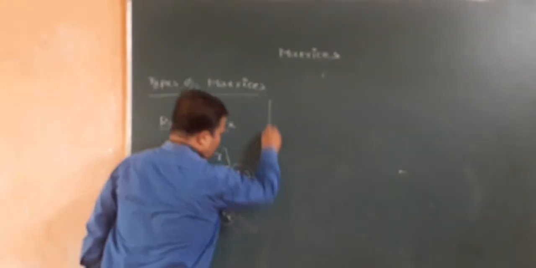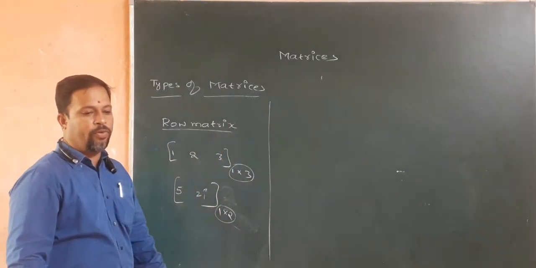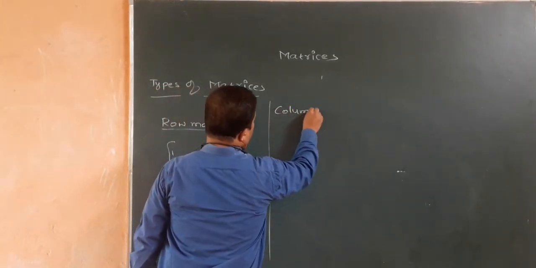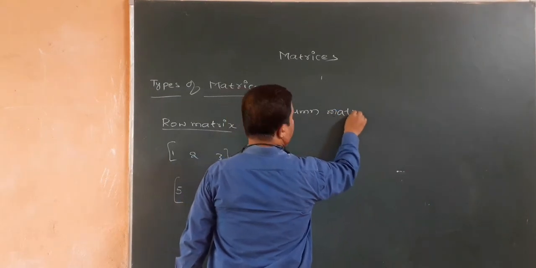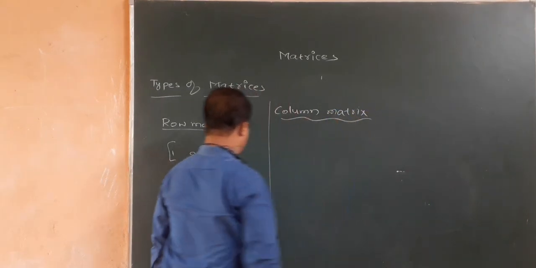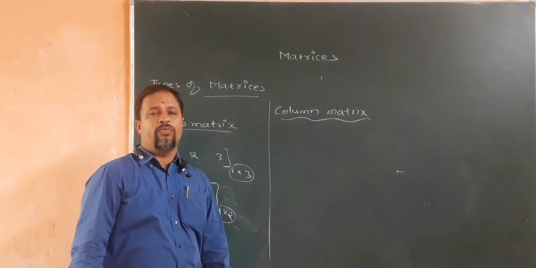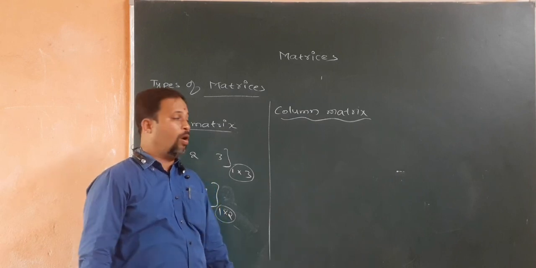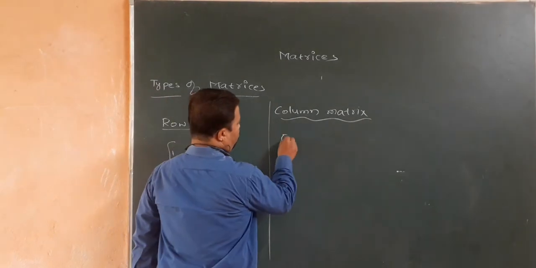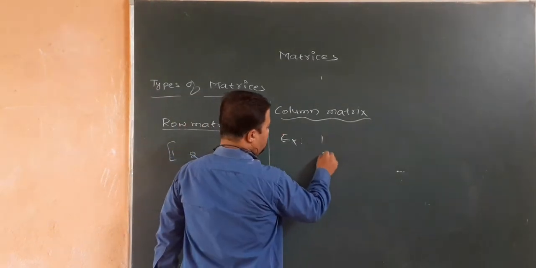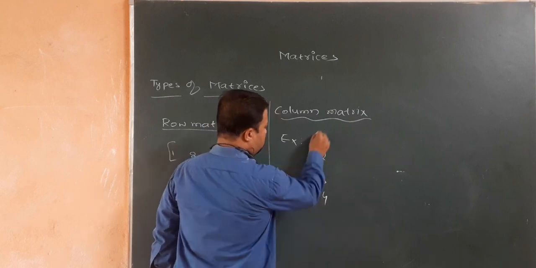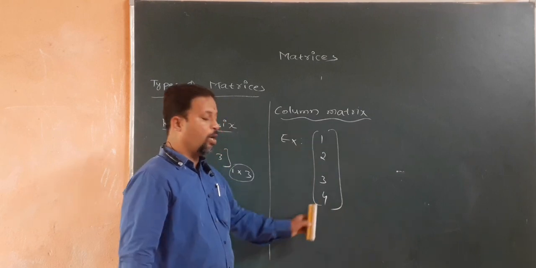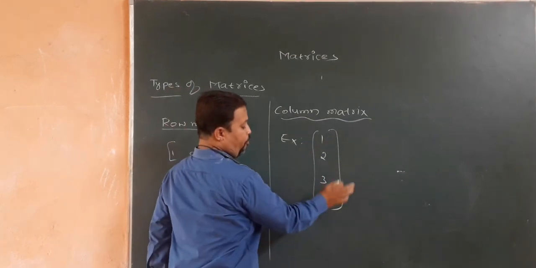Okay. Now, second one. Now we have seen the row matrix. Now we will see the column matrix. So what is this column matrix? A matrix which consists of only one column is called a column matrix. I can give the examples for this one. The example will be 1, 2, 3, 4. See it here. Now how many columns are there? Only one column. Rows 1, 2, 3, 4.